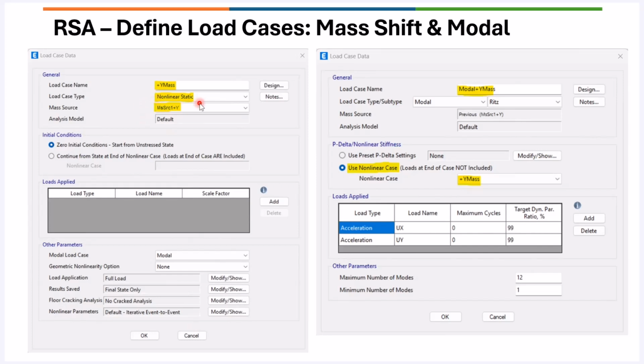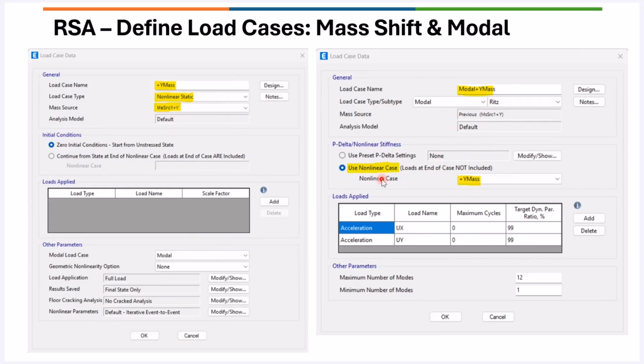The load case type is nonlinear static with the new mass source, and then press OK. Next one is the model case using this shifted mass. Now you can see the model.